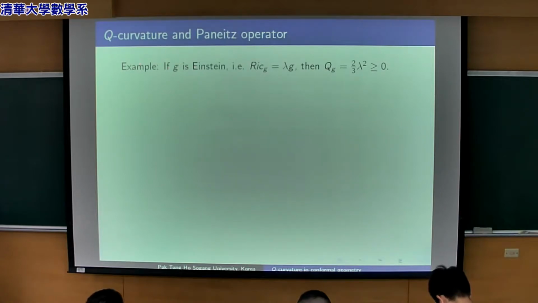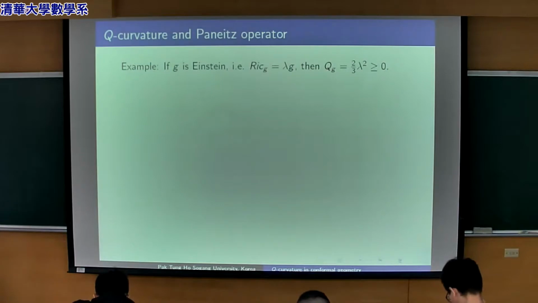Here maybe it's good to mention the example again. If you remember the example I calculated, the Einstein manifold. When the metric is Einstein, which means Ricci is proportional to the metric g, we computed the Q curvature. This is equal to 2/3 of lambda squared.